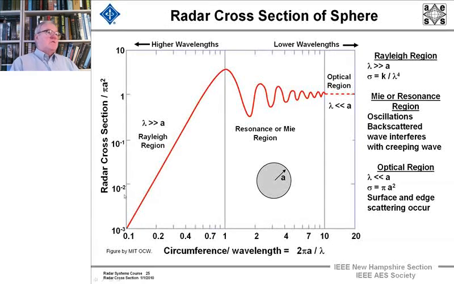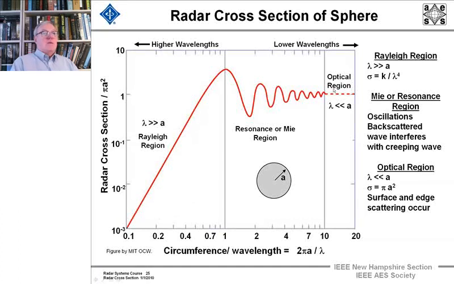Here we have the radar cross-section of a sphere normalized to pi a squared, the area subtended by the sphere, as a function of the circumference divided by the wavelength. And both of these scales are logarithmic. And they divide down into regions. The Rayleigh region, where the wavelength is much, much larger than the size of the sphere. And this goes as 1 over lambda to the 4th.